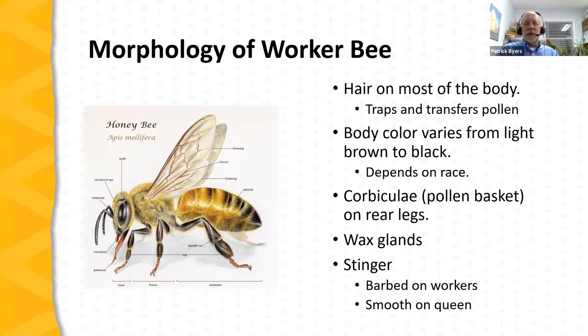The stinger on a queen is smooth. It does not stay behind in whatever's being stung. And typically, the only reason that the queen bee would use its stinger would be to sting other competing queens within the colony.